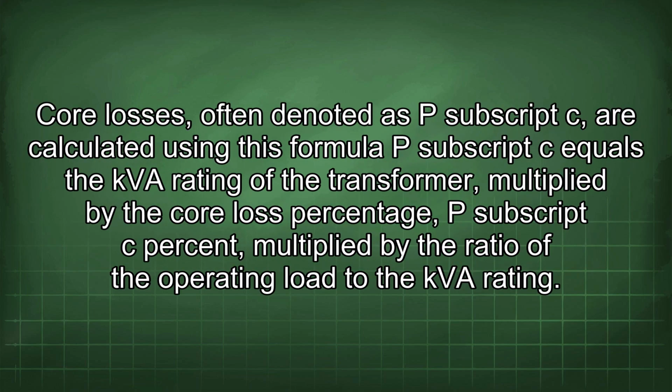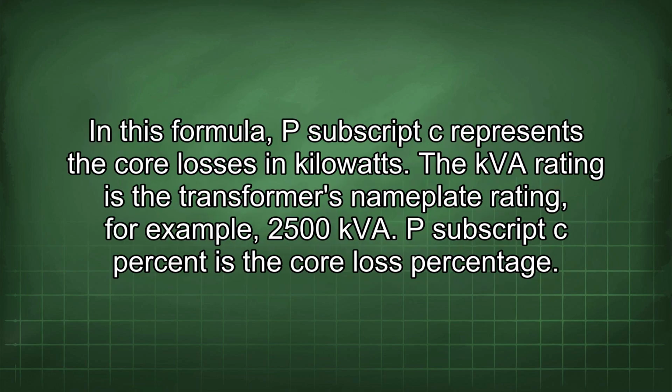Core losses, often denoted as P_C, are calculated using this formula: P_C equals the kVA rating of the transformer multiplied by the core loss percentage, P_C percent, multiplied by the ratio of the operating load to the kVA rating. In this formula, P_C represents the core losses in kilowatts.